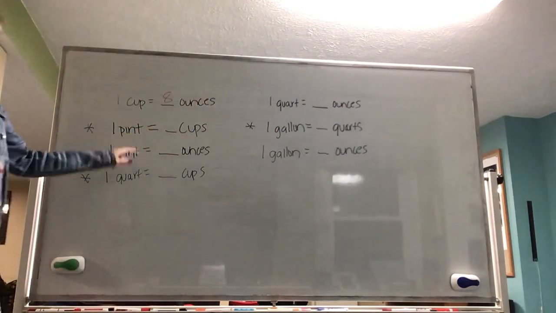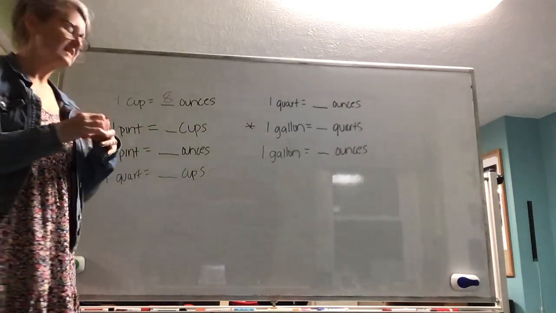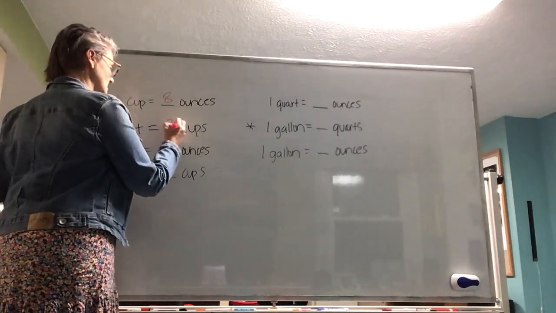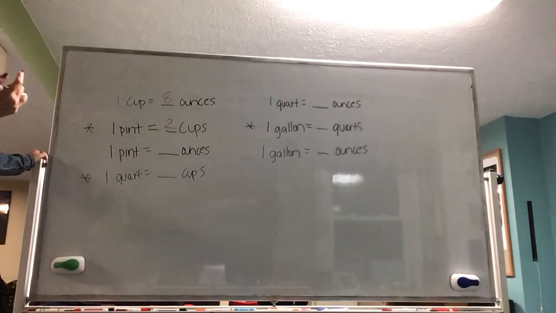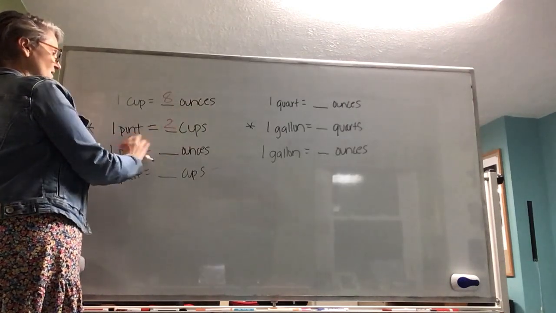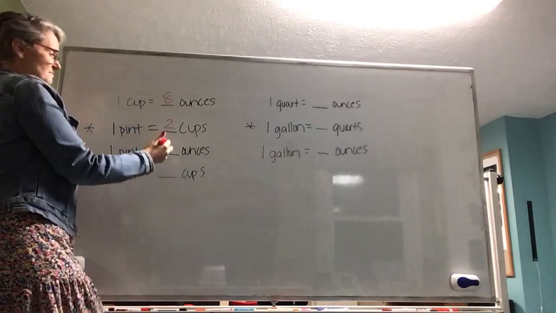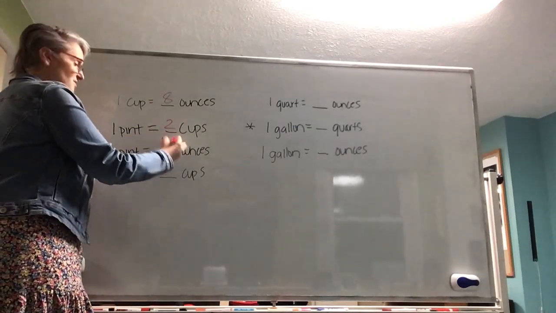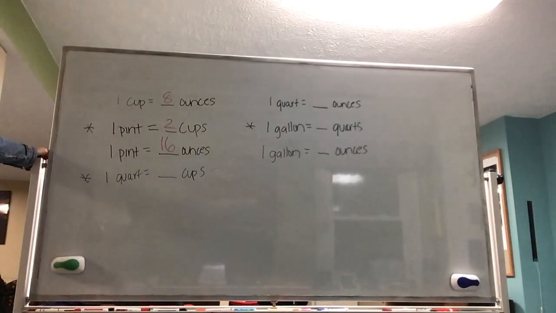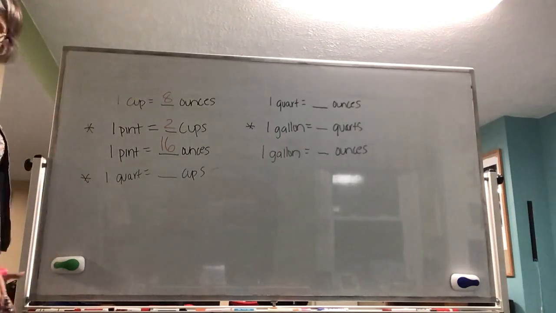And 1 pint, looking at your Gallon Man, how many cups are in 1 pint? The cups are his little fingers at the end of his arms, and there are 2 cups in each pint. If 1 cup has 8 ounces and 1 pint has 2 cups, how many ounces are in 1 pint? I multiply 8 times 2, and this is 16 ounces. Now, how many cups are in a quart? You can look at Gallon Man. The quart is at the top of his arms and the top of his legs, and the cups are at the bottom.